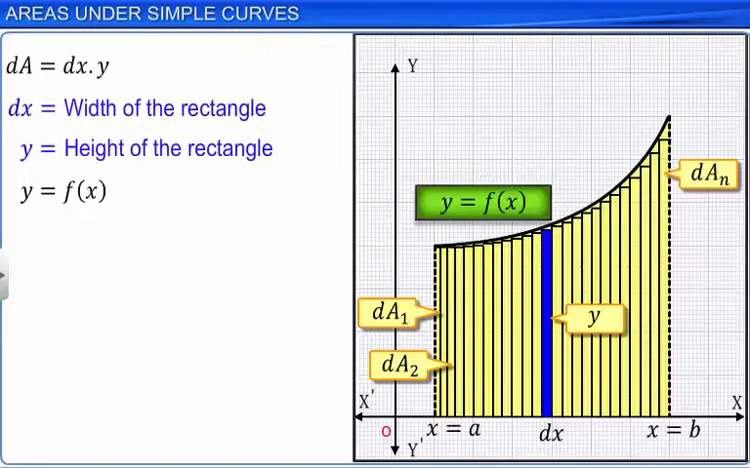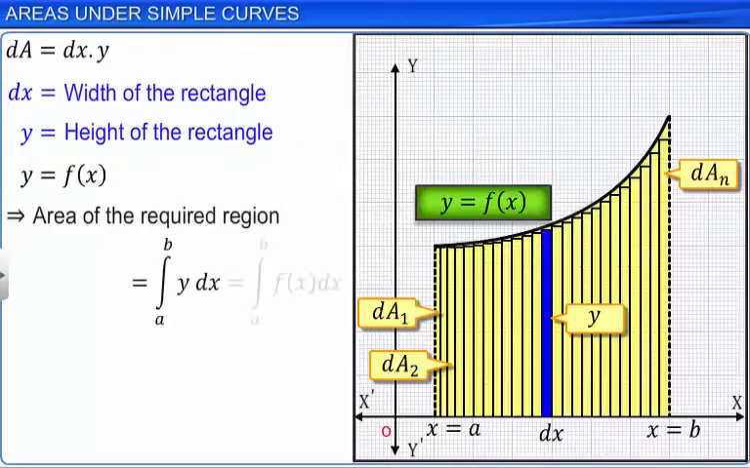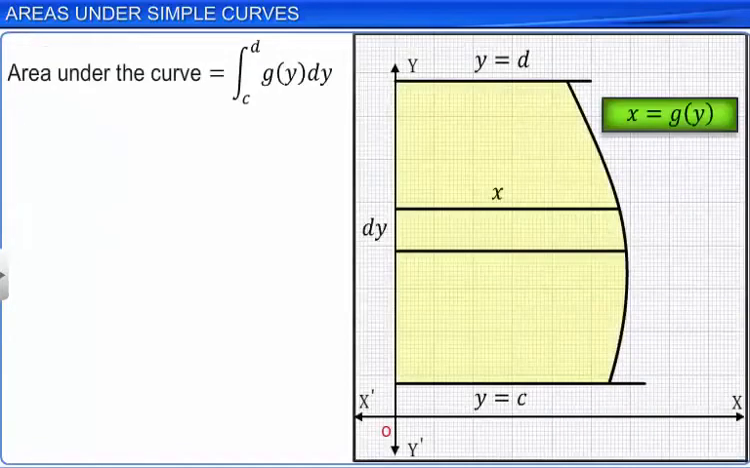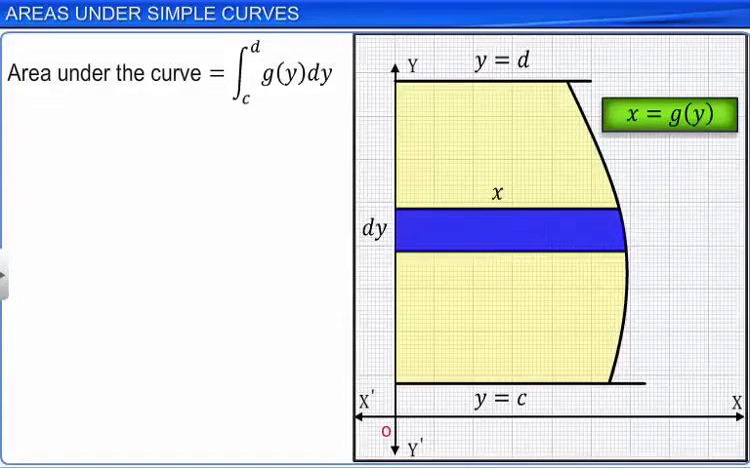Now, suppose we wish to find the area under the curve x is equal to g of y. In this case, the limits of the integral are determined between the lines y is equal to c and y is equal to d. So the area under the curve is given by the integral of g of y dy from c to d.